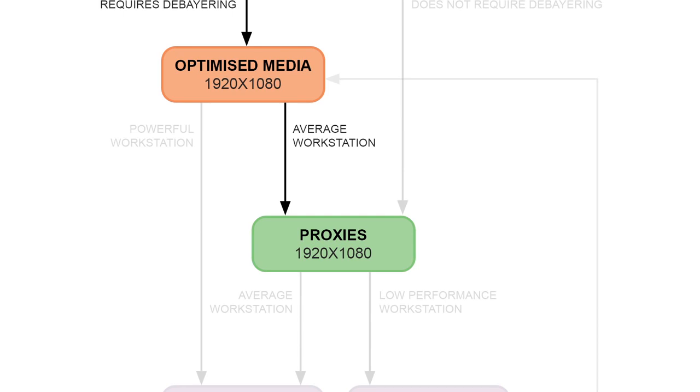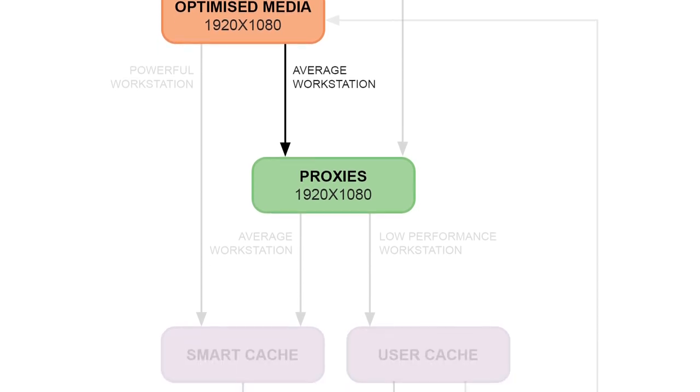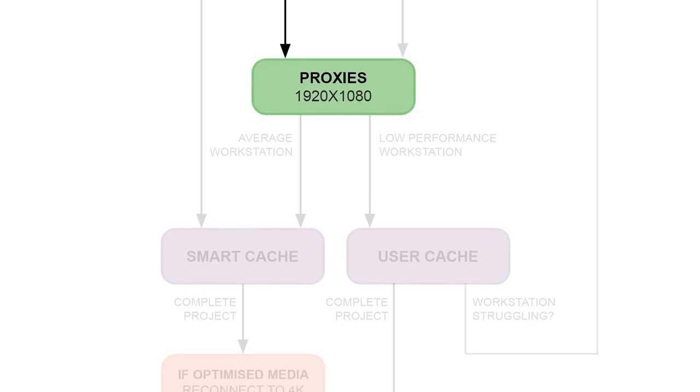After you've generated your optimized media and proxies and enabled them, you should move on to your cache workflows. So as we saw earlier, there's two types of caching, smart and user. Smart caching will prioritize itself on clips that you're currently working on, whereas the user option only starts caching once you've manually specified for it to do so.